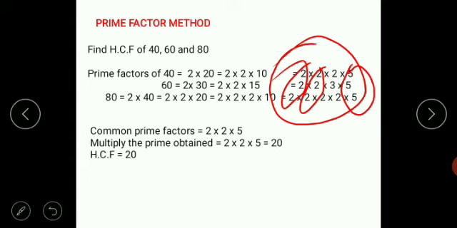Now we have to multiply these common factors. 2 into 2 into 5 is how much? 20. So HCF is 20. First step is we have to split the given numbers into its prime factors. Second step is we have to select the common prime factors. Then the third step is we have to multiply the common prime factors, and the product we get is nothing but our HCF. Here 20 is our HCF.